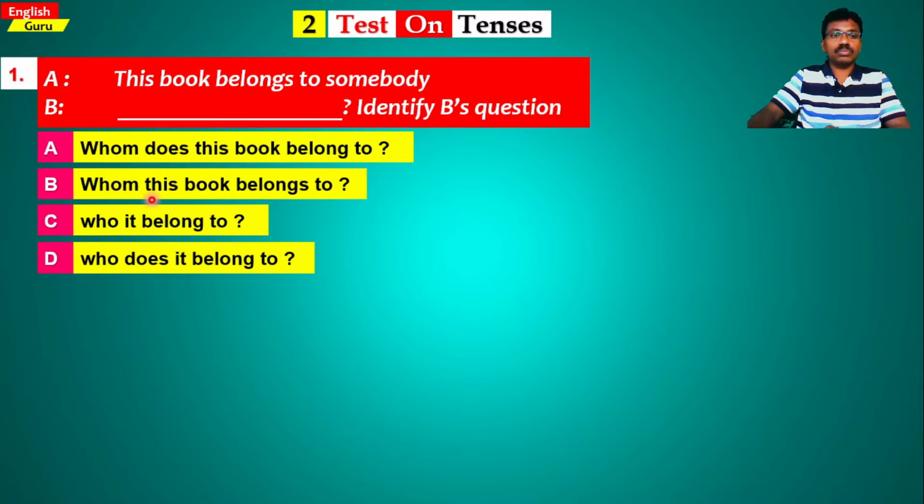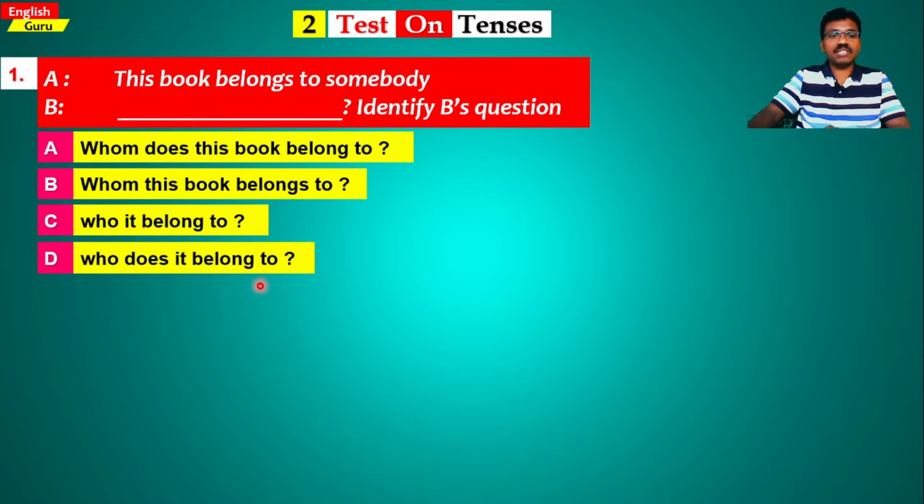And B, whom this book belongs to? There is no auxiliary verb here, so there should be a helping verb. That's the reason this option is wrong. And C, who it belong to? No. In colloquial language we say who it belong to, but there is a grammatical error also. It belongs to, third person singular should take S, so basically C should be eliminated.